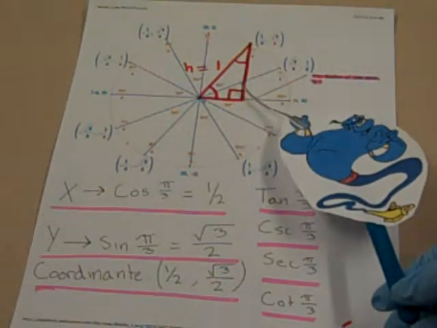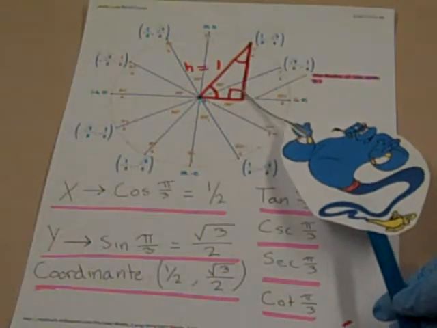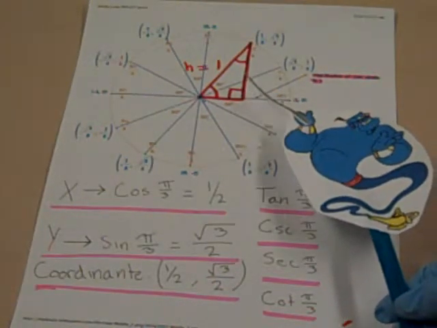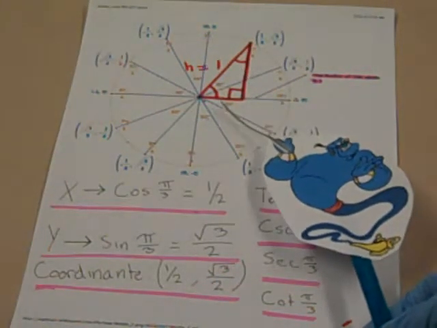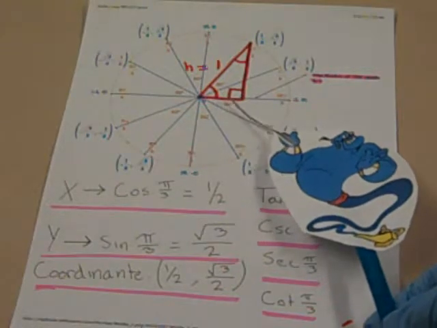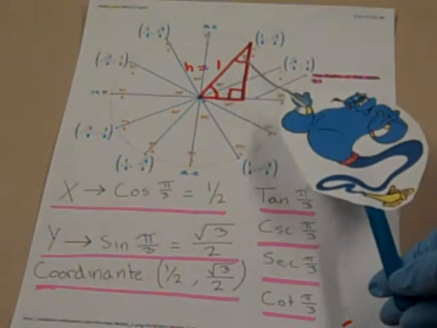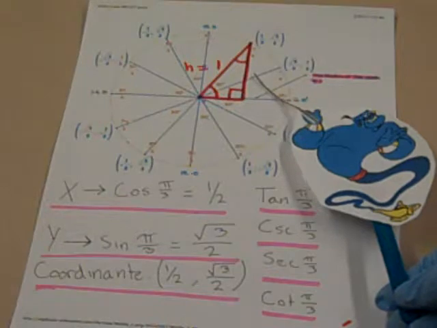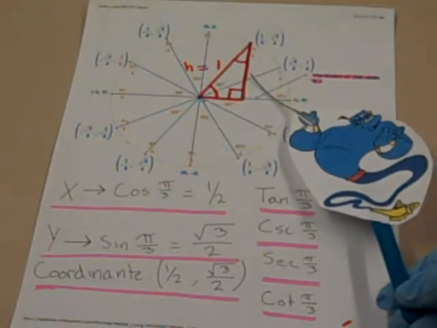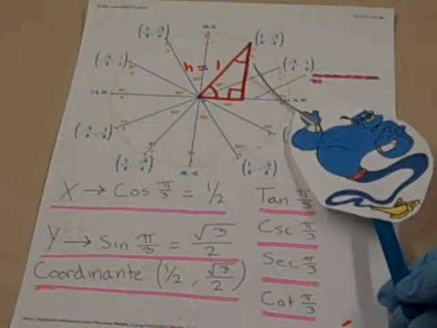Knowing this, we can use the 30, 60, 90 triangle shortcuts to find the base of the triangle is half the hypotenuse. In this case, it is 1/2, and the height is the hypotenuse times the square root of 3 over 2. In this case, it is the square root of 3 divided by 2.